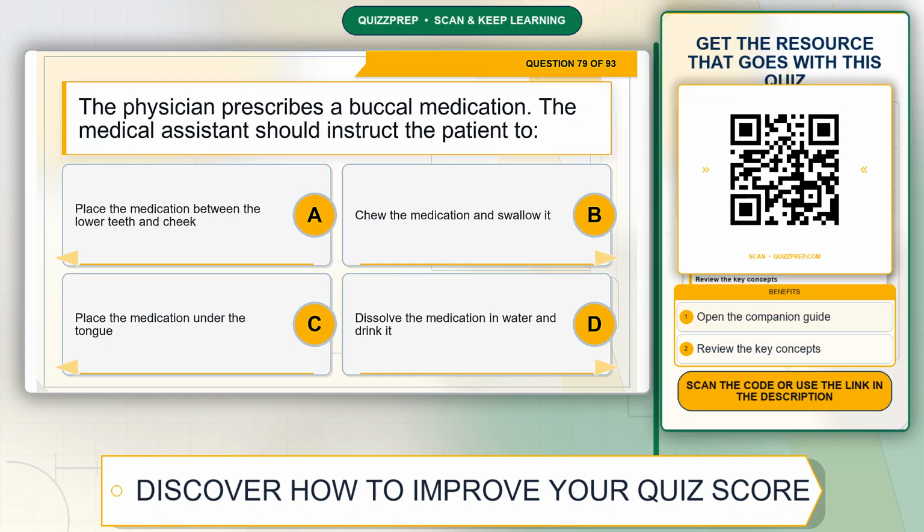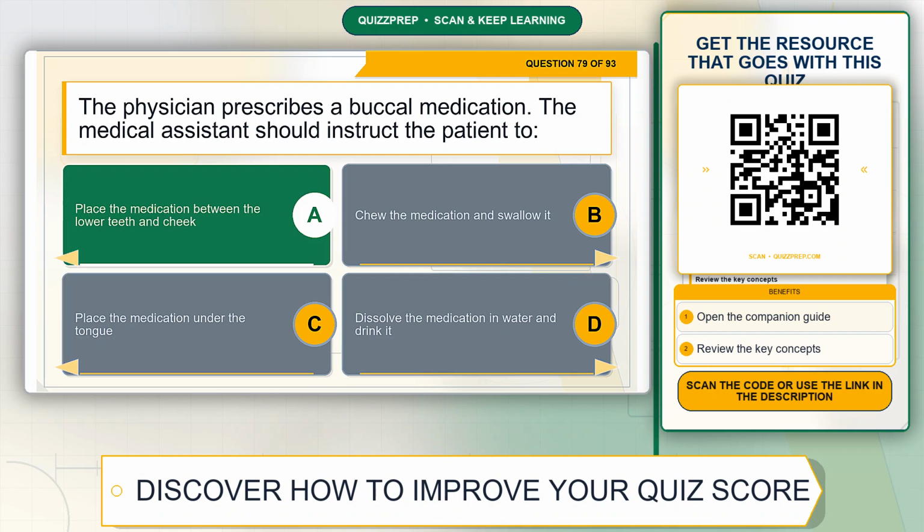Question 79. The physician prescribes a buccal medication. The medical assistant should instruct the patient to: Option A, place the medication between the lower teeth and cheek. Option B, chew the medication and swallow it. Option C, place the medication under the tongue. Option D, dissolve the medication in water and drink it. The correct answer is option A, place the medication between the lower teeth and cheek.